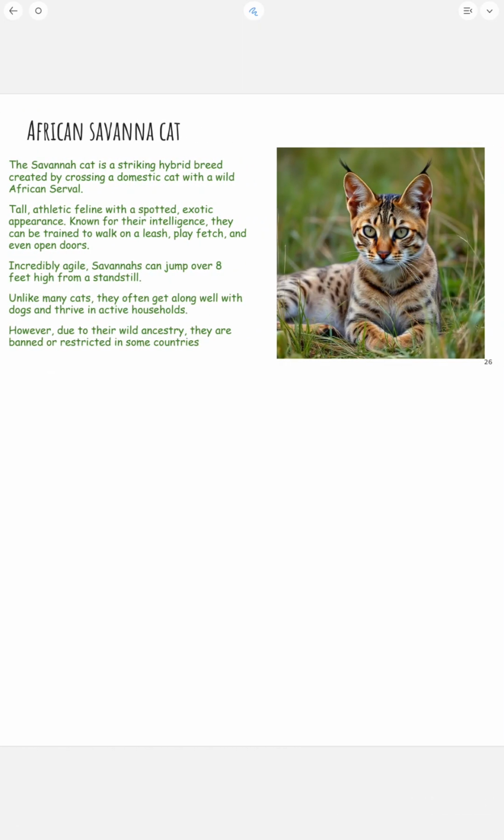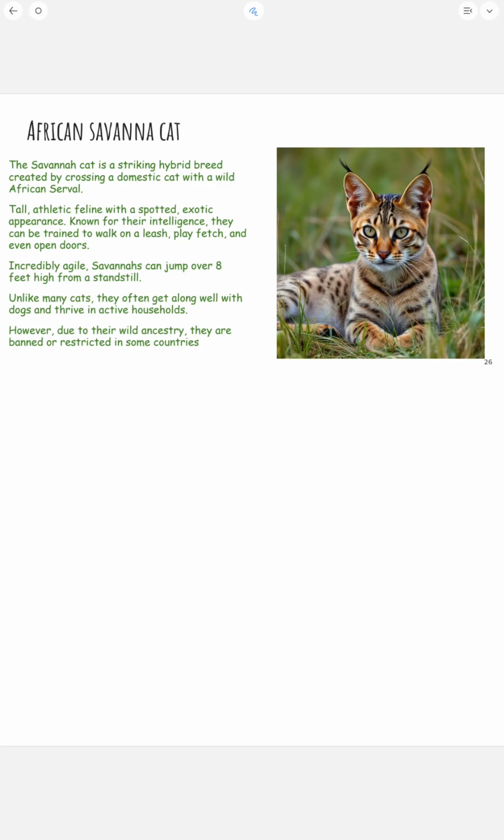And our cat of the day is the African savanna cat. So this cat is a stunning hybrid between the domestic cat and the wild serval cat. It looks athletic. Almost looks like a cheetah, doesn't it? Just missing the black lines down there. Very tall, athletic feline with a spotted exotic appearance and very intelligent. Again, can be taught how to play fetch and, almost like a dog, really.